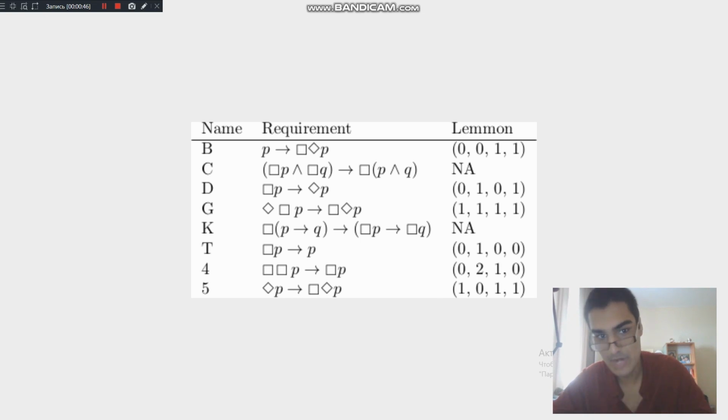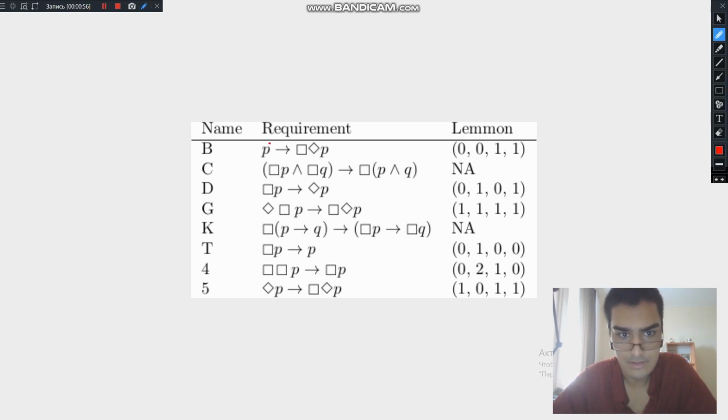So, look, for example, we have some sentence P. Then it translates to something. It still has P, but there is also a square and a rectangle. And this square and this rectangle is modality, and they express necessity and possibility. So it may sound weird, but I will get to explanation in a second.